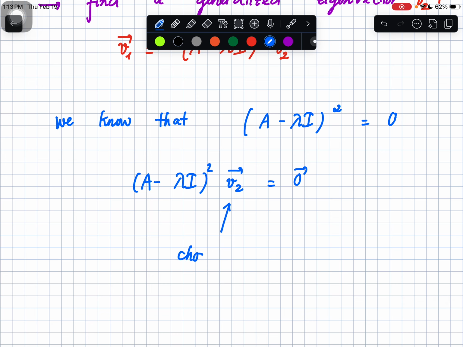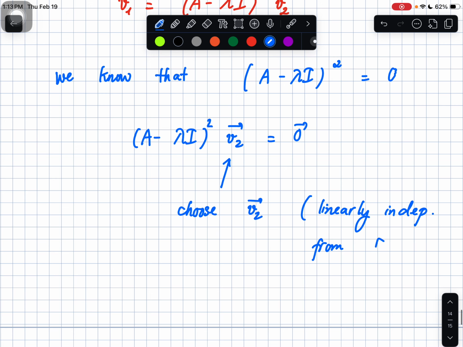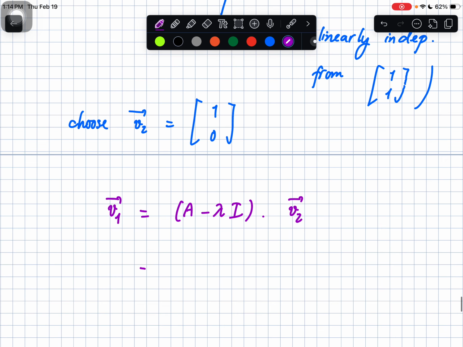So choose v2 linearly independent from the vector v1, (1, 1). So I choose v2 to be (1, 0). Now I update v1. v1 equal to A minus lambda I times v2, so that we need to make sure that this v1 is non-zero.